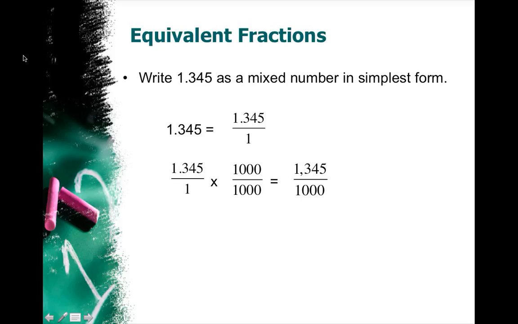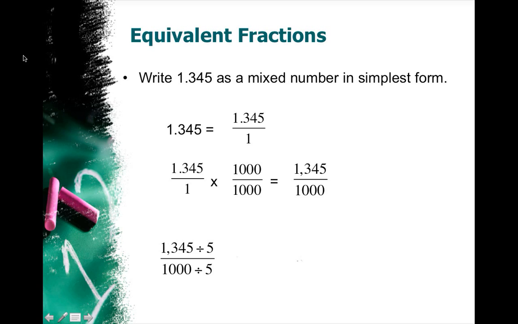Well, we know 1,000 can go into 1,345 one time, so my mixed number is going to be 1 and something else. But before I figure that out, it would be easier to reduce this fraction. Then I can work with a smaller fraction. I noticed that the numerator ends in a 5, the denominator ends in a 0. That means both the numerator and the denominator are divisible by 5. So I'm going to divide the top and the bottom both by 5. Whatever I do to the top, I have to do to the bottom.